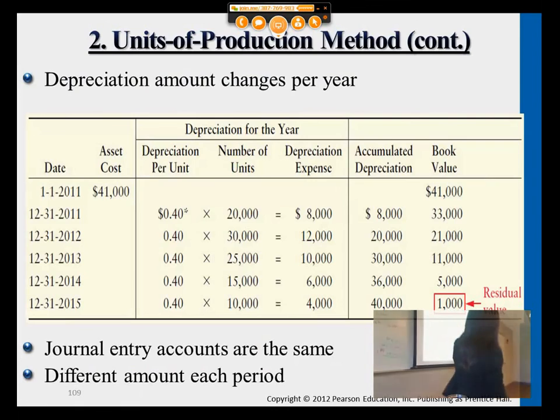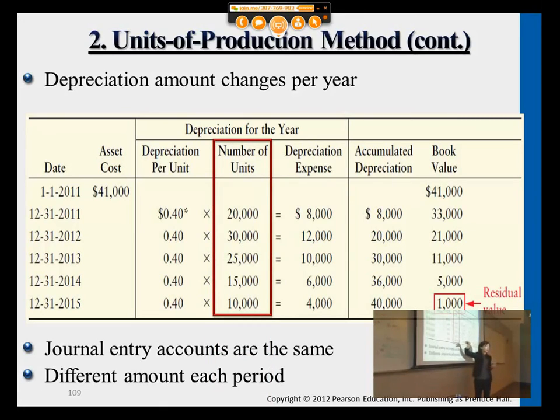Okay, if we look at the table here, this is how it works. Again, left side is the asset cost, right side is the book value. Middle part here you see depreciation per unit. Earlier we calculated as 24, right? So if the first year we use 20,000 machine hours, or the vehicle has been driven for 20,000 miles, then we use that unit times 20,000. Next year, assuming it's 30,000, then you times 30,000. So this middle part here depends on the problem. So it could be changing. If the problem tells you it's 10,000, use 10,000. Calculate the depreciation expense for each and every year.